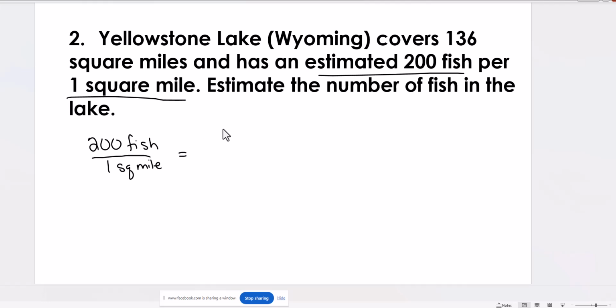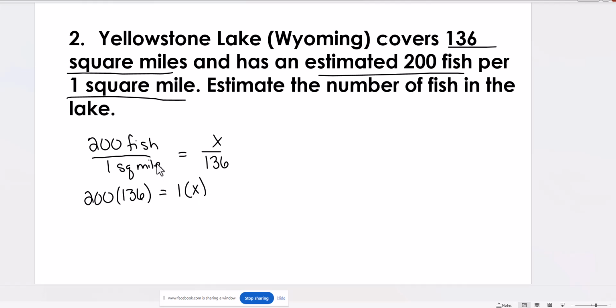Okay, now notice I have fish above mile. So they want us to find what 136 square miles is going to give us, about how many fish? Well, we don't know the fish. That's what we're trying to find. And the lake is 136 square miles. Okay, guess what? Cross multiply. You got it. We'll take 200 times 136 equals 1 times x.